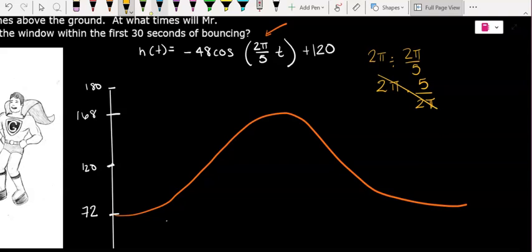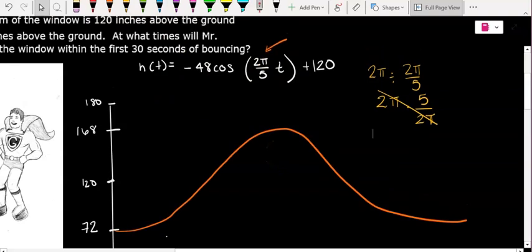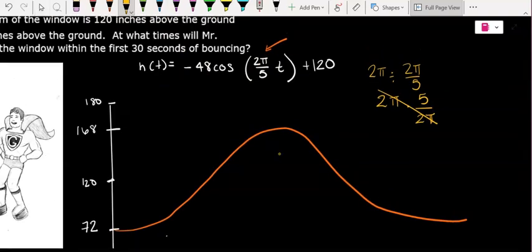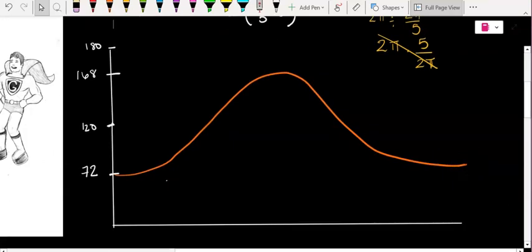And that tells me that he's going from the bottom to the top and back to the bottom again. So he's doing a whole bounce every 5 seconds. So we're going to have this repeating 6 times over 30 seconds. And I know that simply because 30 divided by 5 is 6. So that's what I'm going to go ahead and do.